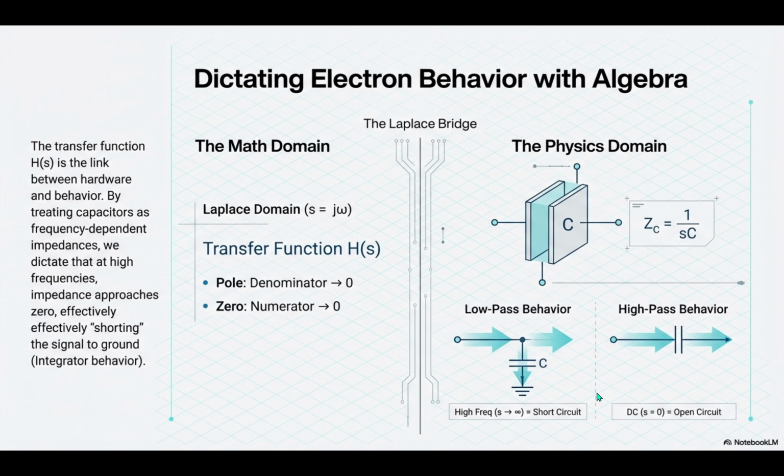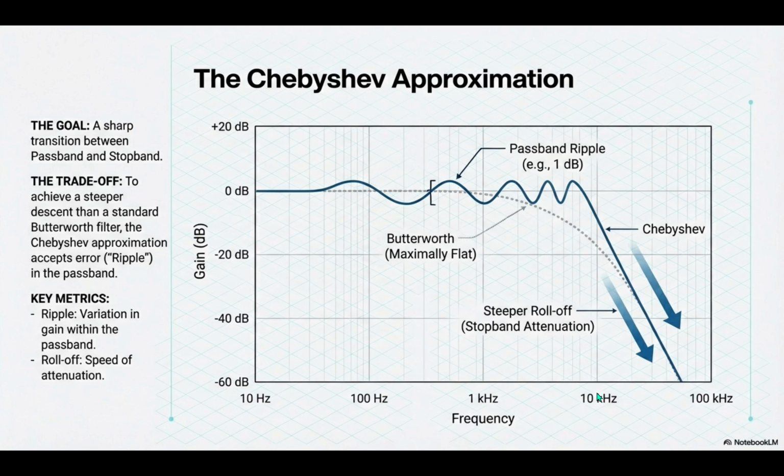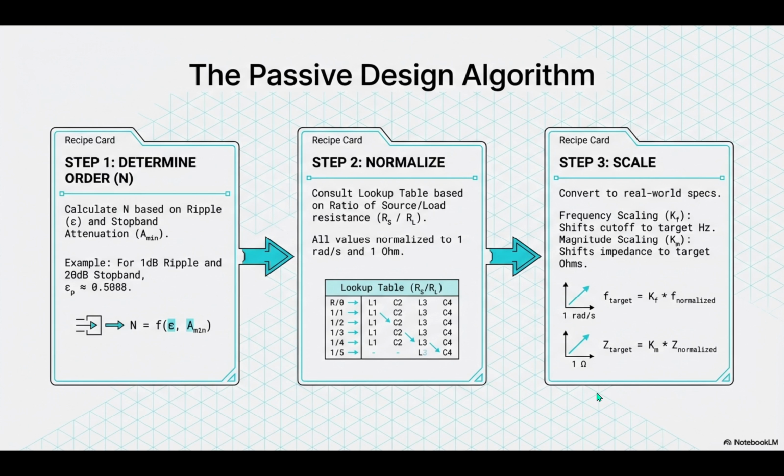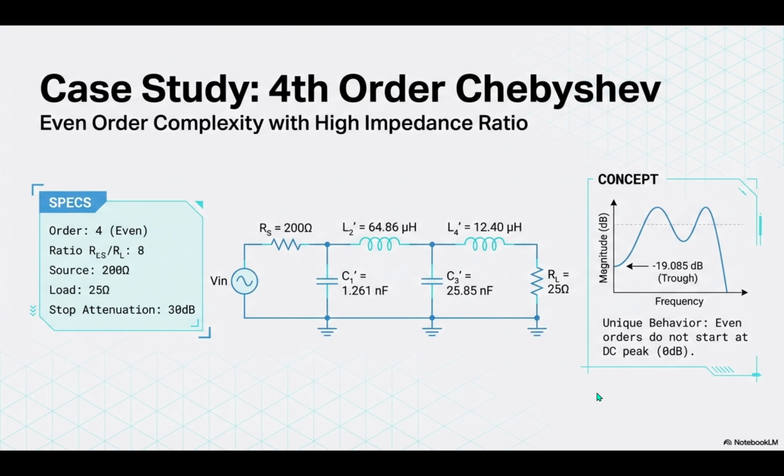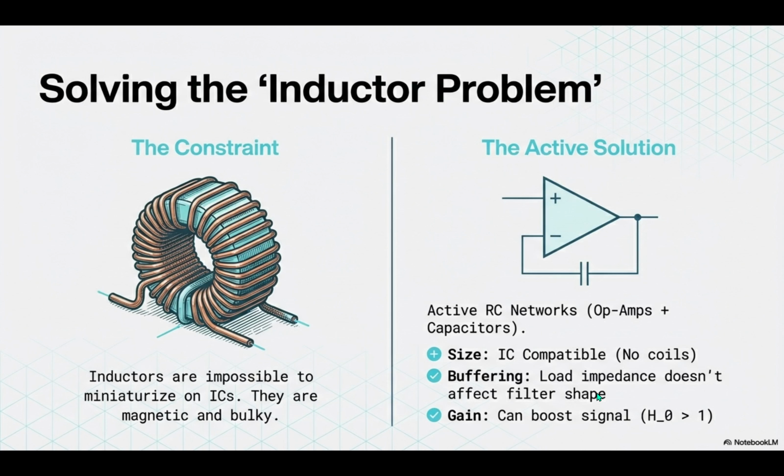This is where the operational amplifier, the op-amp, comes into the story. The superhero of analog electronics. The op-amp changes the whole game because it turns a passive RC network into an active RC network, and it brings 2 superpowers, buffering and gain. Buffering solves that loading problem, right?